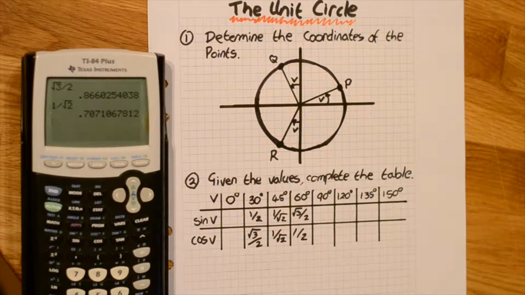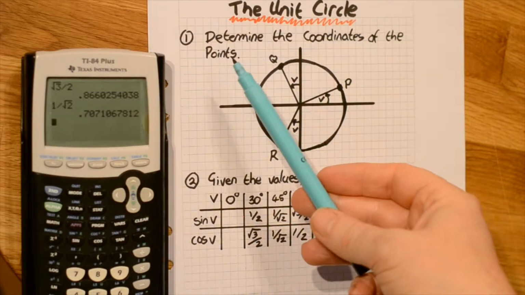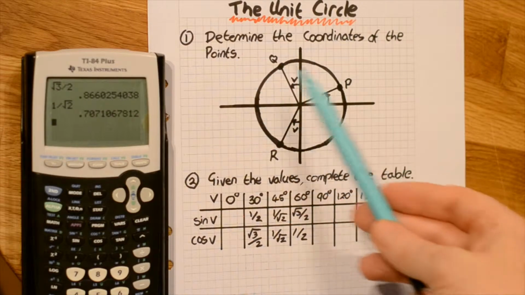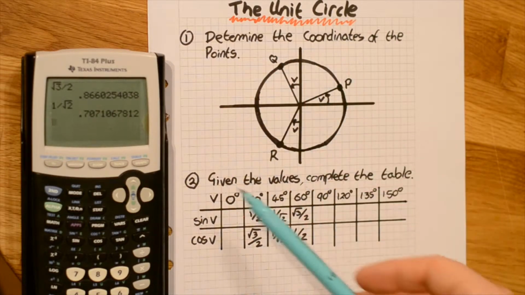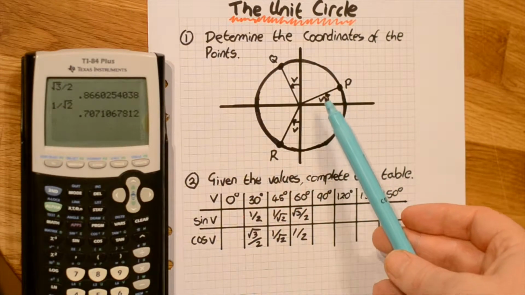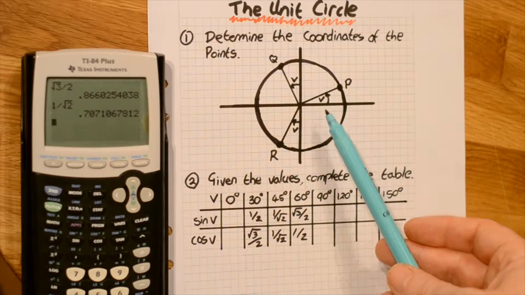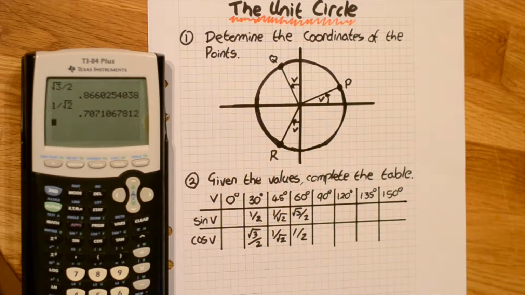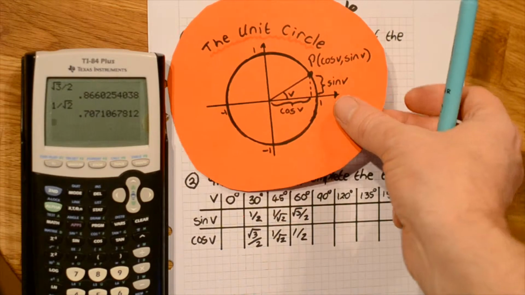Looking at the unit circle, we're going to have a go at solving a couple of problems. This first problem asks us to determine the coordinates of the three marked points. This point here is the angle V. If this is the angle V, we can use our standard formula for the unit circle.